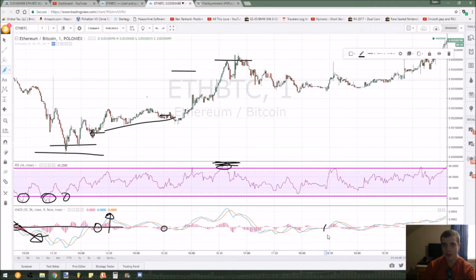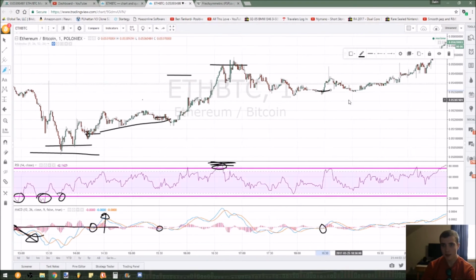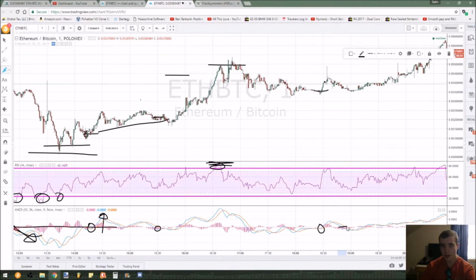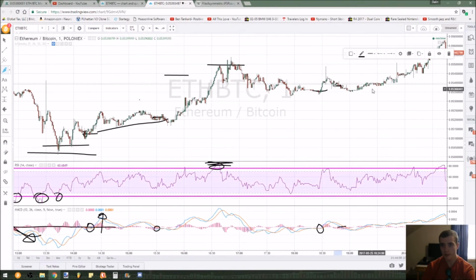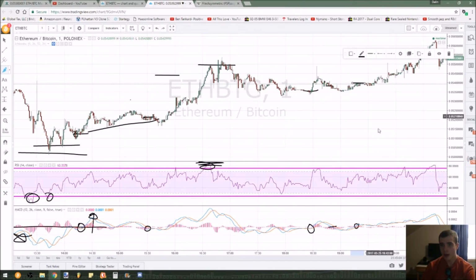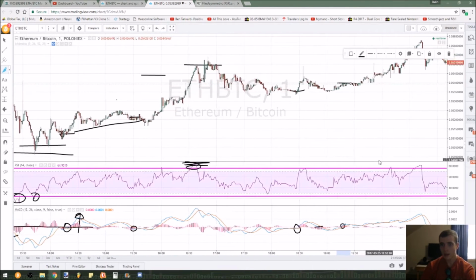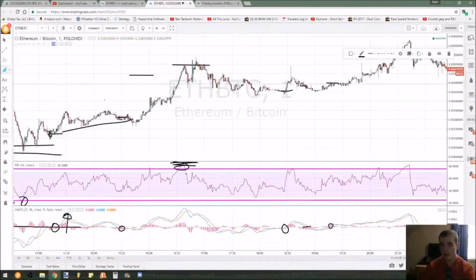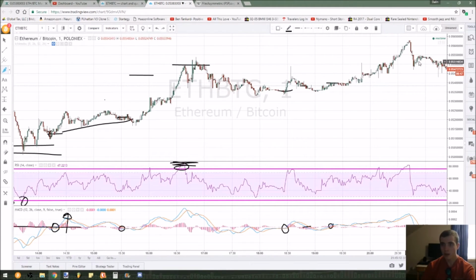Now let's see, we would have an entry point right here, and then an exit point right here. So here would have been an exit point at a small profit, an entry point right here, and it looks like we just recently had the exit point. Let me move my drawing tools right here. So that would have been a pretty good entry and exit.